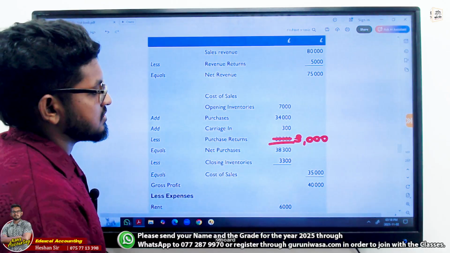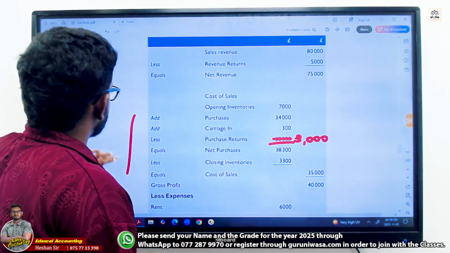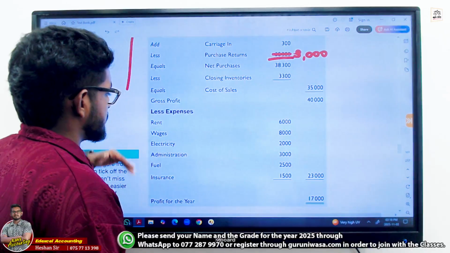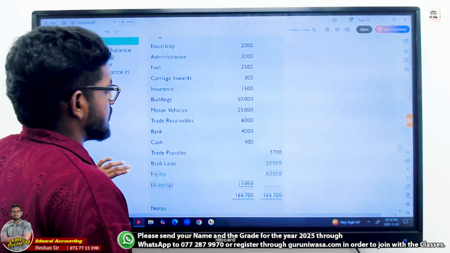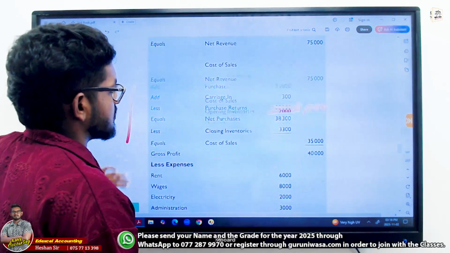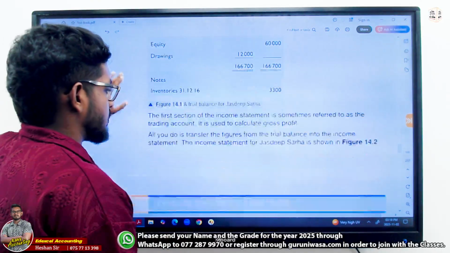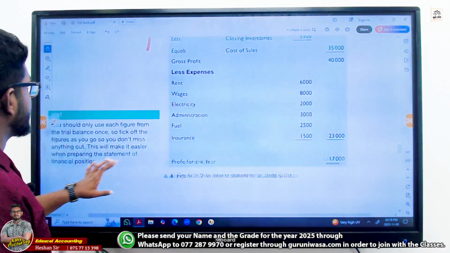This is 35,000, right? So from that we deduct the other expenses: rent, wages, electricity, administration, fuel, and those things. Just remember, all the expenses are on the debit side, right? So they are asking us to prepare this. Then you can get the profit for the year.